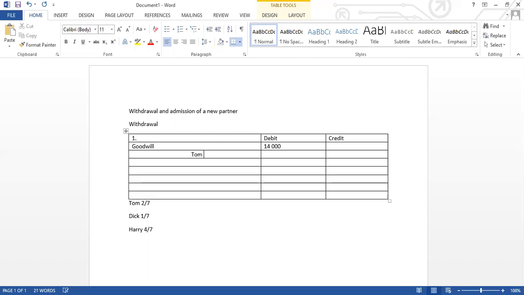So how much will Tom get? 14,000 multiplied by 2 over 7. What is Tom's share of the goodwill? 4,000. Yes, 4,000. And then we move on to Dick. Dick has how much? 2,000.